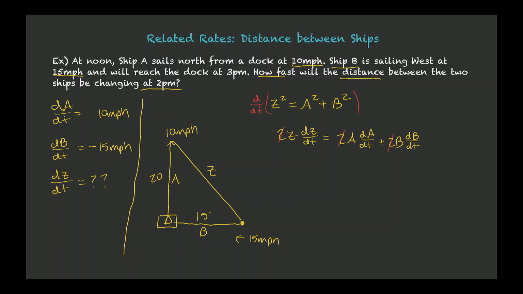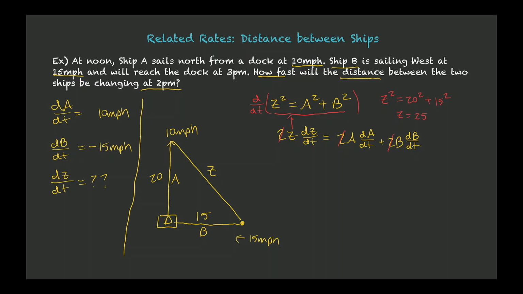Okay, now in order to solve this, I need to figure out what z is. Now the thing that can tell me what z is actually the thing that I differentiated in the first place. I know that z squared is equal to a squared plus b squared. So that means that z squared at 2 p.m. is equal to a squared. Well, a is 20, so 20 squared, plus b squared, and b at 2 p.m. is 15, so plus 15 squared. So z squared is equal to 20 squared plus 15 squared. If we do that arithmetic, we'll get z is equal to 25.